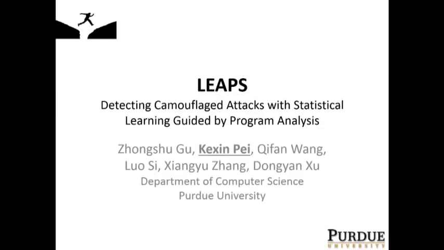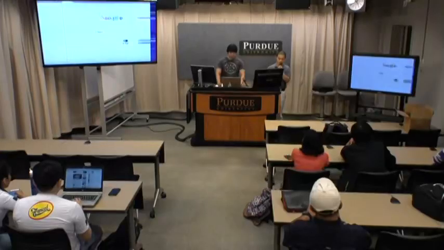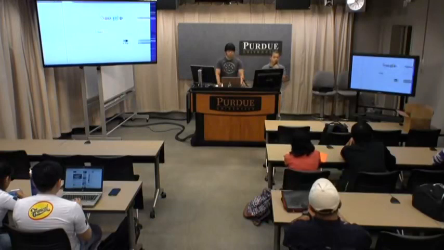Today it's my pleasure to introduce Ke-Shin Pei. Ke-Shin is a graduate student in the Computer Science Department at Purdue University. His research interests include data mining and security, especially on solving security problems using both program analysis and machine learning techniques.